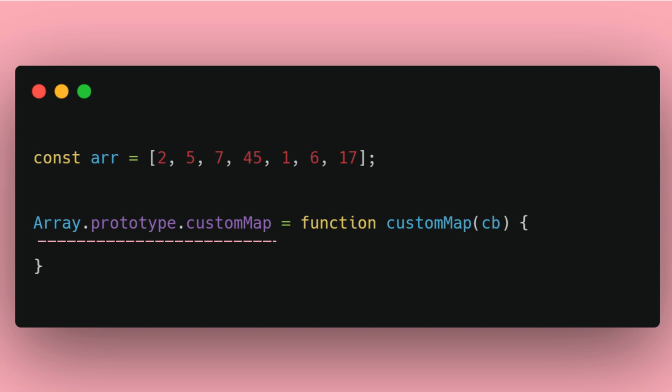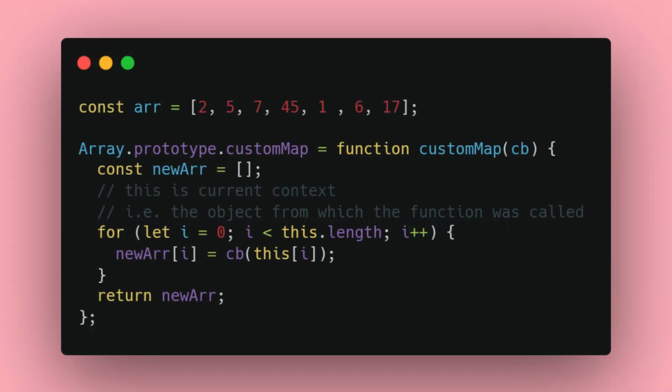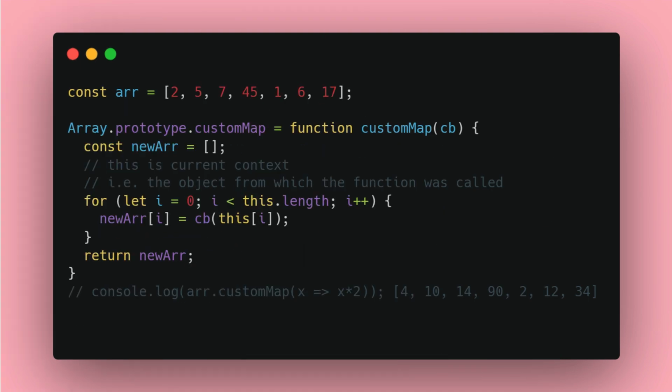We will start by defining our custom map function. Inside our custom map function, we will loop through the array and apply the provided callback function to each element. Now, we've created this function and let us apply this to the array we created. The result from our custom map is same as the resulted array from the inbuilt map.